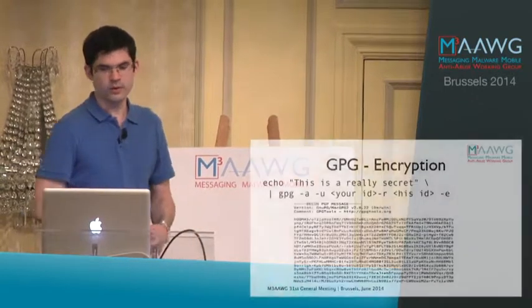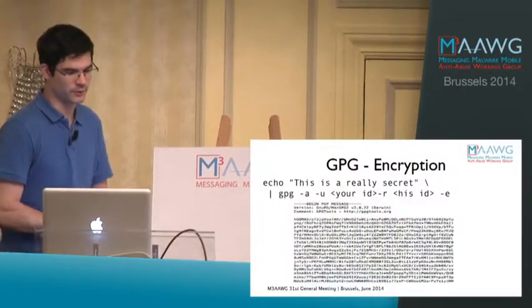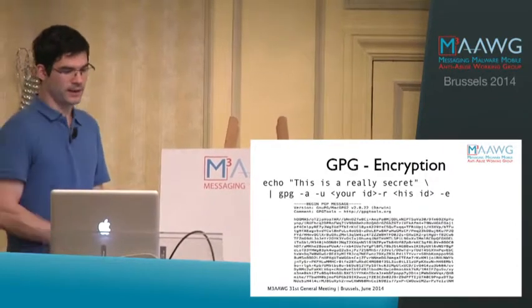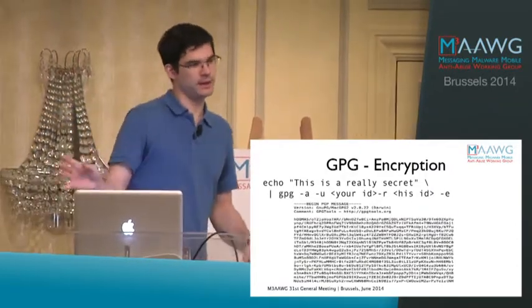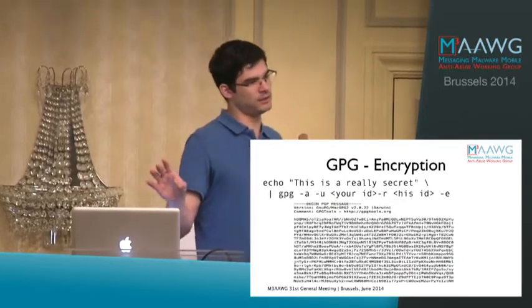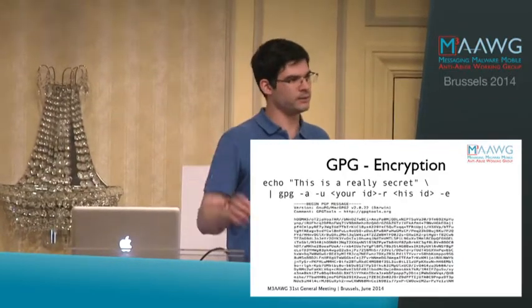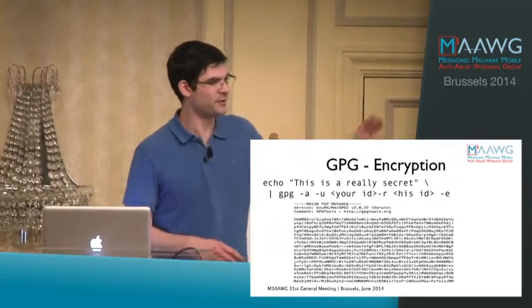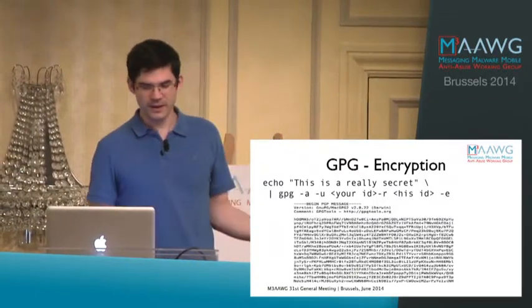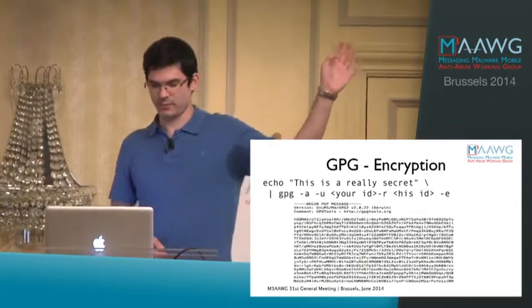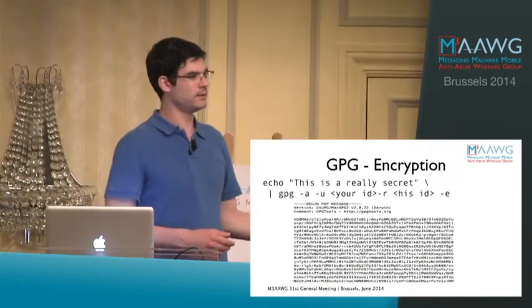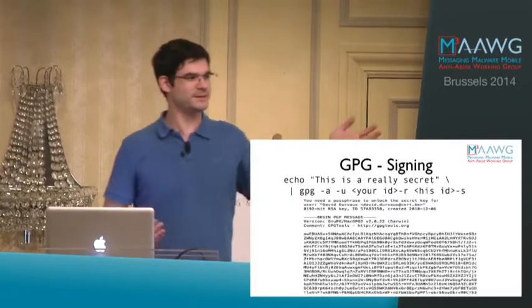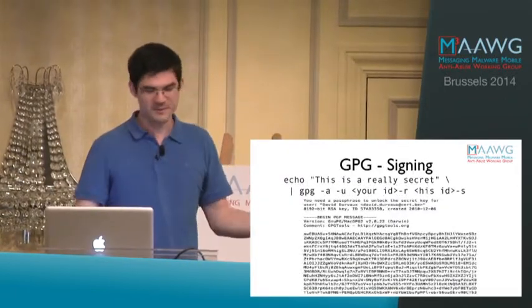So when you want to do GPG encryption, you basically have a message that you want to sign, and you see, the minus A in GPG is basically ASCII. So instead of having binary that will kill my terminal and produce bizarre output, I'm producing ASCII, and you see that normally I input, this is a really secret message, and I have something you probably cannot read. And you can hope that this is ciphered, encrypted.